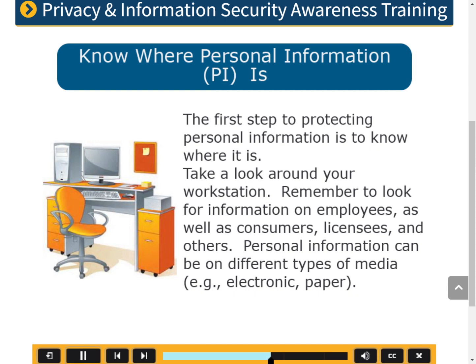Personal information can be on different types of media, for example, electronic or paper. Places to look include, but are not limited to, the following: desk or countertop, computer, file drawers, cabinets, shelves, bookcases, tablet, smartphone, disks, CDs, DVDs, USB flash drives, printers, and scanners.